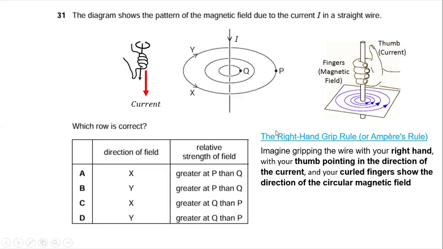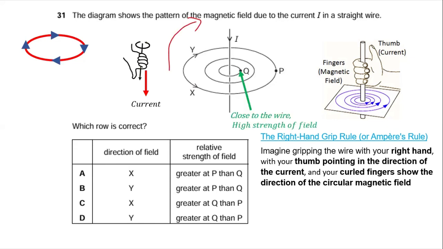So when we use that, the current direction here is downwards. So we can see the curled fingers look like the clockwise direction. So direction is this. So that is the Y direction. So direction of field is Y. At the same time, we can see here Q point, which is close to the wire, so high strength of the field. And the P point, far away from the wire, has the lowest strength of field. Direction of field is Y. Relative strength of field greater at Q than P.